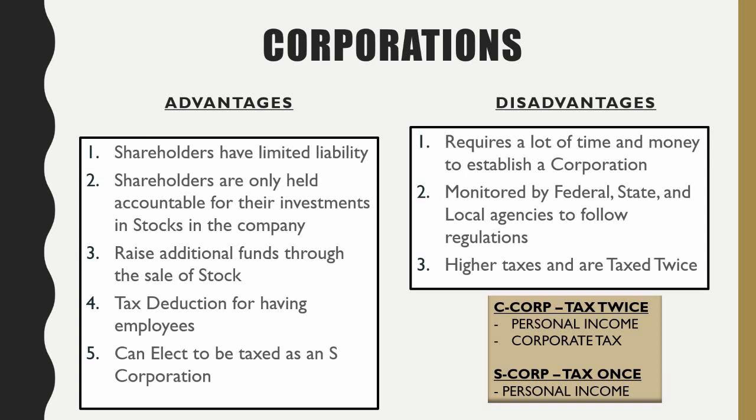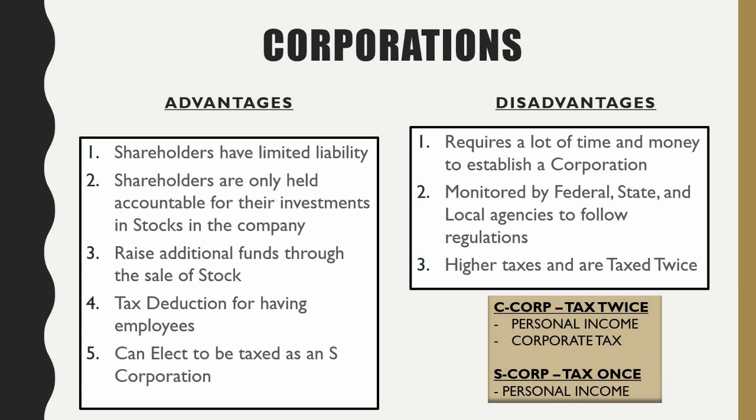So a C corporation is taxed twice. You're going to get taxed at the personal income level, and then you're also going to get taxed at the corporate tax level. So when your profits are distributed, and you pull that money out, automatically you get taxed as a personal tax. Okay? And then on top of that, the corporation itself also has to pay part of their tax. So they get taxed twice. Whereas with an S corporation, you only get taxed once, and that's only at the personal income level.